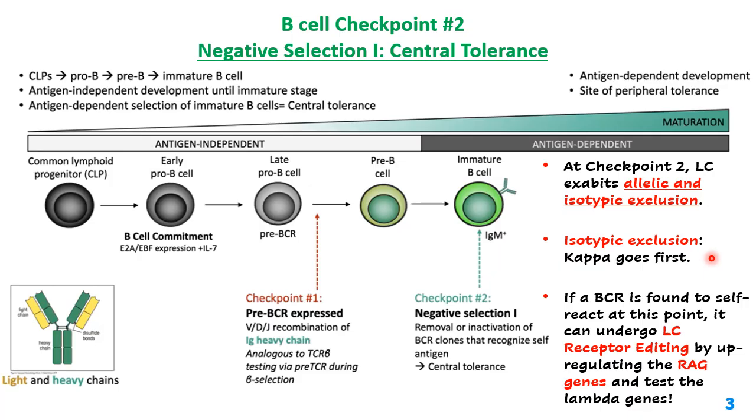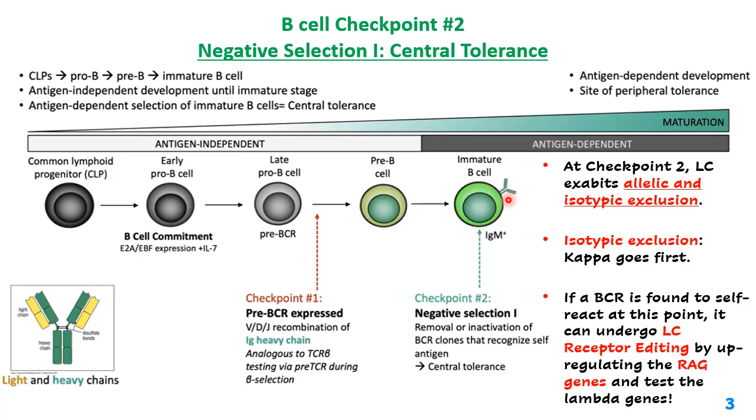Another interesting thing here is that after you make your receptor using the kappa, if the receptor works, that's fine. Then the cell gets a signal to leave the bone marrow. But if the receptor doesn't work, this is when your B cell undergoes this rearrangement of your receptor. So this is called receptor editing.